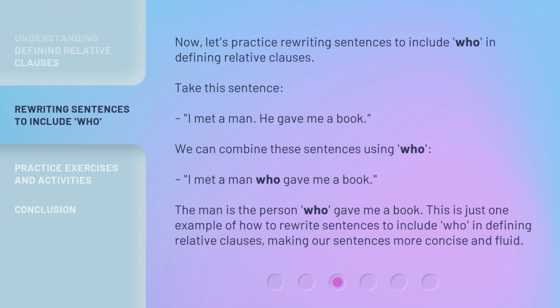Now, let's practice rewriting sentences to include who in defining relative clauses. Take this sentence. I met a man. He gave me a book. We can combine these sentences using who. I met a man who gave me a book. The man is the person who gave me a book. This is just one example of how to rewrite sentences to include who in defining relative clauses, making our sentences more concise and fluid.